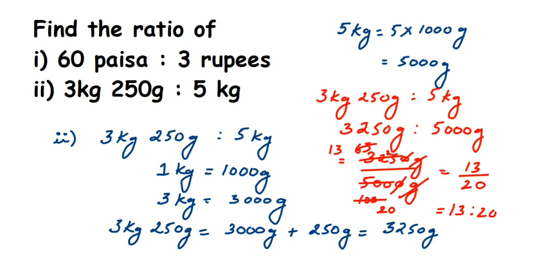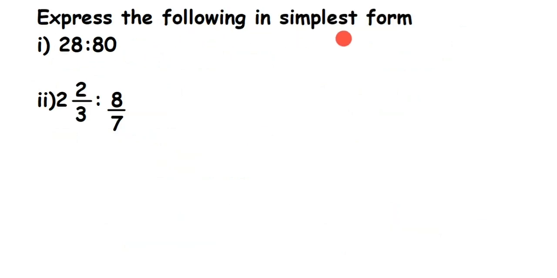So this was the first question. Now let's move on to the second one. Now this is another type of question which can come for 1 or 2 marks. Now what they are asking in this question: express the following in the simplest form. Simplest form means a reduced form. You have to cancel the numbers till the stage where you cannot cancel it further. That is called simplest form or lowest form.